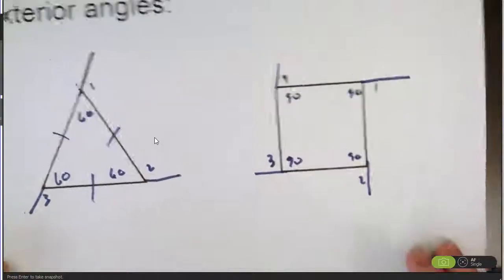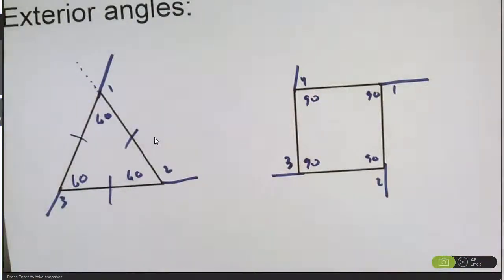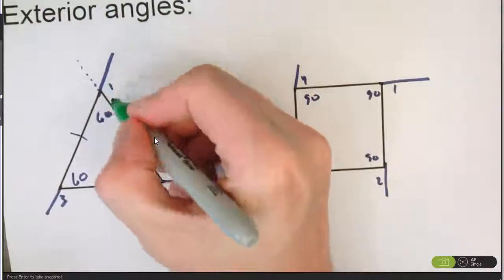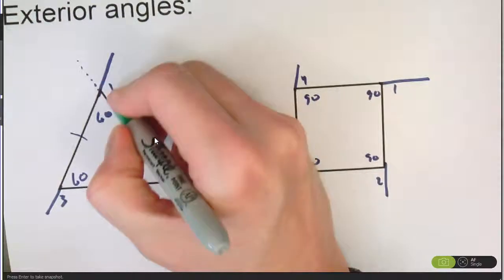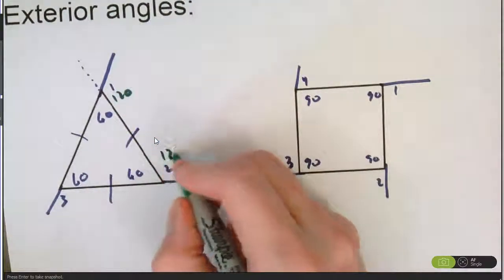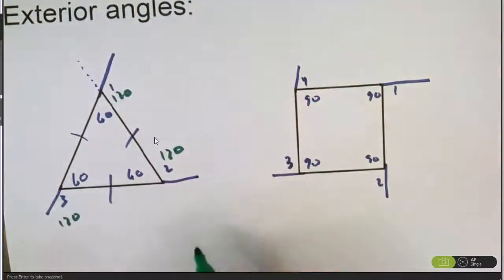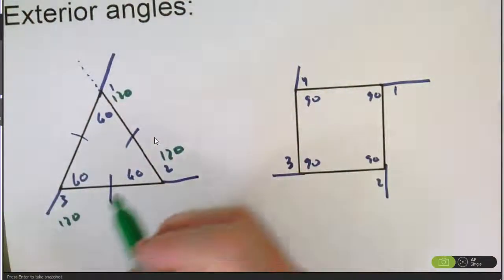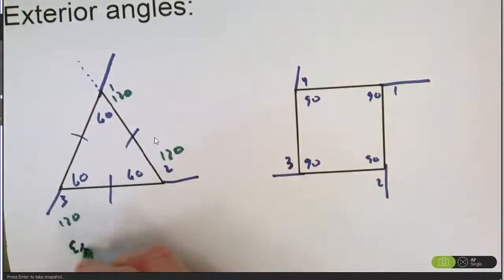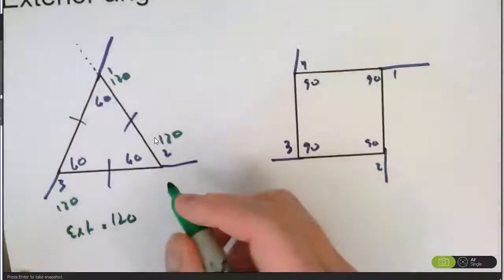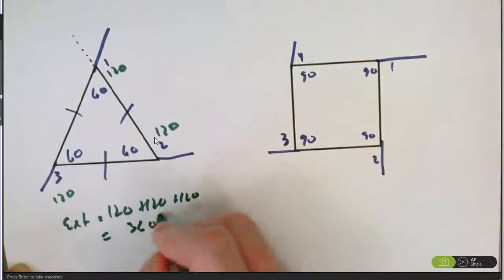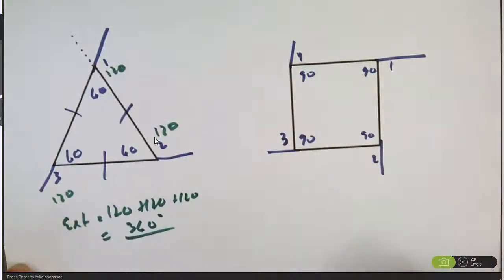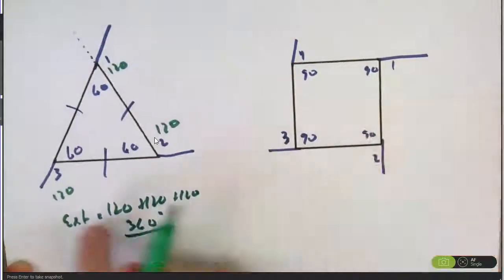Okay. Now, here's the thing. The exterior angle is a linear pair with the interior, so they're supplementary. So if this is 60, this guy here is 120. Same thing here, 120. Same thing here, 120. Well, let's add up all the outside. 120 plus 120 plus 120. 360.